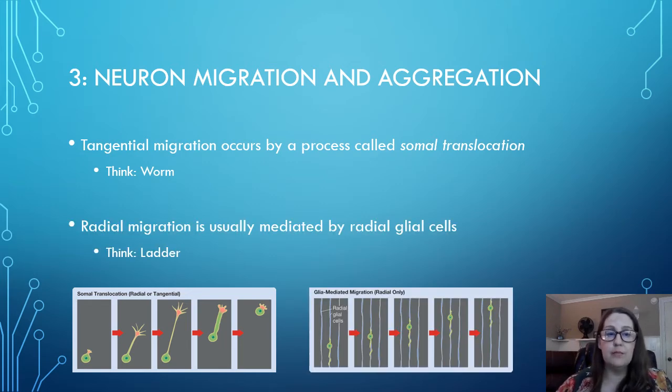On the other hand, radial migration is usually mediated by what is known as radial glial cells. These are a type of glial cell that form an organized structure. You can think of it as like a ladder that allows these cells to follow these glial cells to their location, usually in a straight pattern.